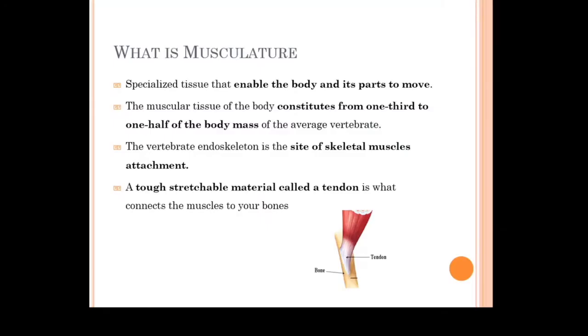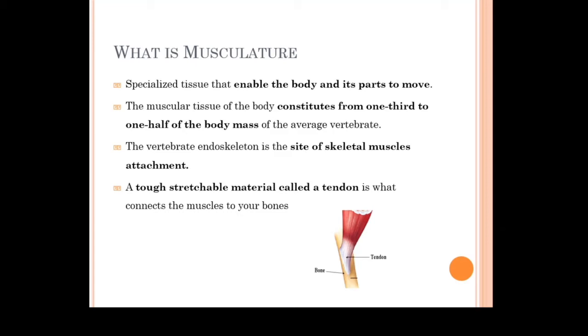So what is the muscle or musculature of an animal? It is a type of specialized tissue that enables the body and its parts to move. It constitutes from 1/3 to 1/2 of the body mass. So you can say the musculature system is one of the largest organs, or the largest system, of the animal's body in the vertebrates.